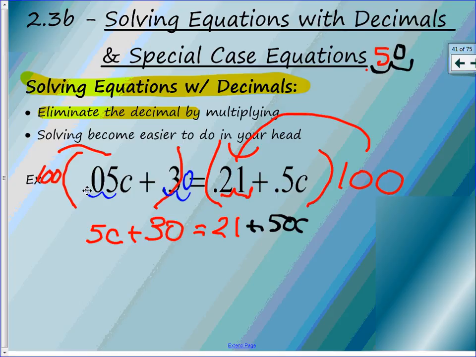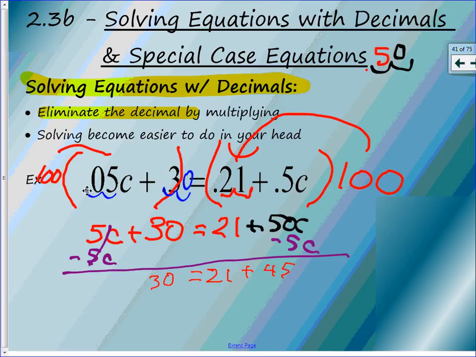Okay, so what side would you guys like to move your c on? The right or the left? How about you, Isaac? What side do you prefer? You want to move them to the right. Okay, so I'm going to subtract 5c on both sides. If I do that, the 5c's cancel over here, and on this side, I get 30 equals 21 plus 45c.